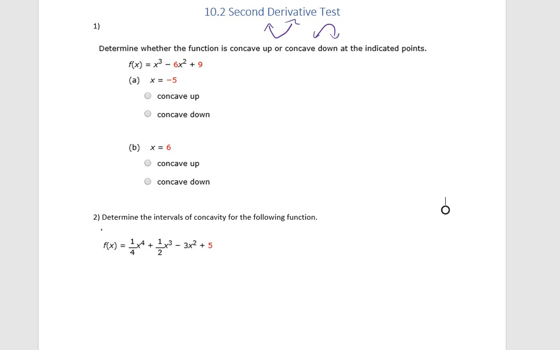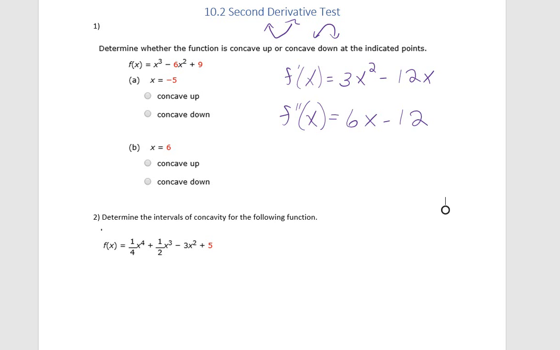Okay, so first, if we are asked to determine if a function is concave up or concave down at an indicated point, the first thing we need to do is take the first derivative. So that's going to be 3x squared minus 12x. And then take the second derivative. So that's going to give us 6x minus 12.